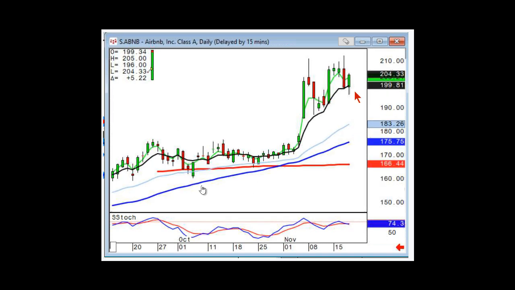Airbnb needed to trade positive today to stay in it to maintain this uptrend.